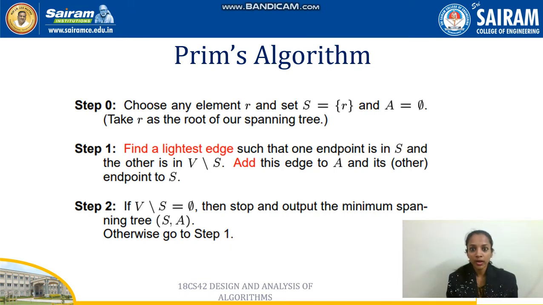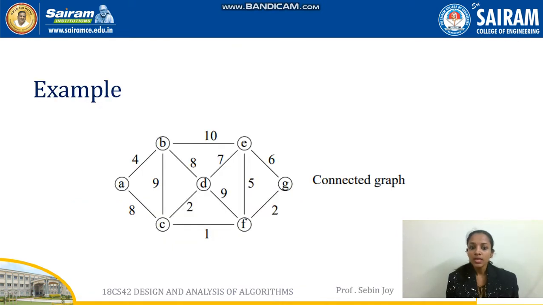So we will take one example first. We will try to solve it using this technique. So this is a graph. This is a connected graph which is given. A, B, C, D, E, F, and G are the vertices, and the edges are associated with weights, or costs, and we have to find the minimum spanning tree.